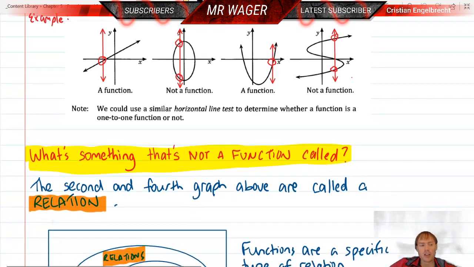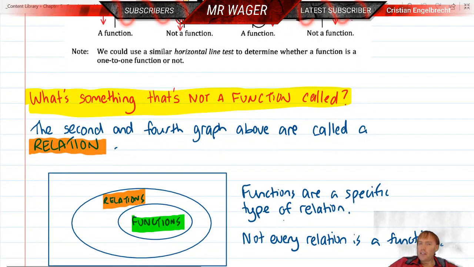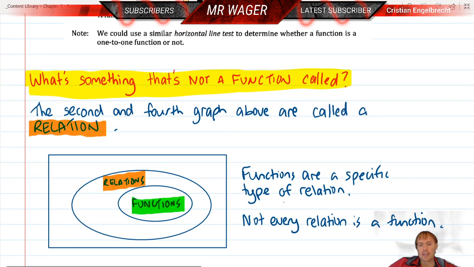And I've got a little bit of a Venn diagram to explain the difference and the similarities between relations and functions. So functions are a specific type of relation. Relations cover everything, okay? Relations are any type of graph. Any type of thing we can consider a relation. So relations are kind of like the governing body. Everything that you can think of in terms of graphs is considered a relation.